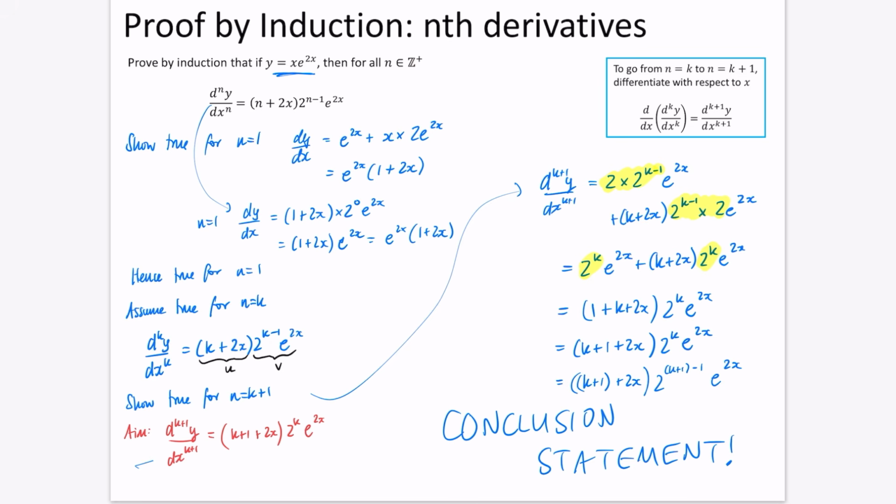And if you don't want the examiner to look at that, you can just put a line through it at the end. So really, it's just this part with this arrow where you're going from here to here. You're just differentiating it and trying to make it look like the aim.